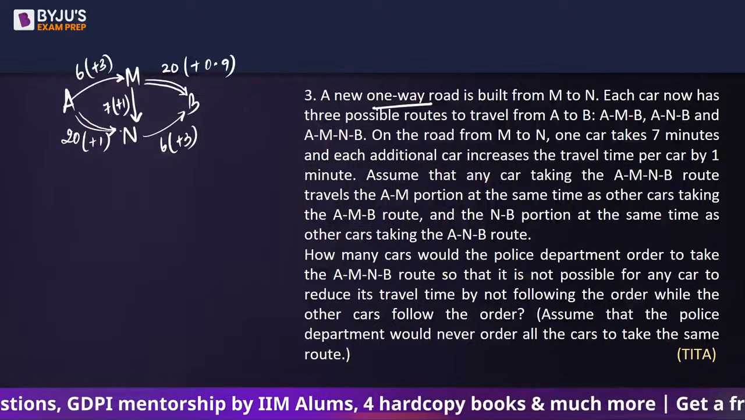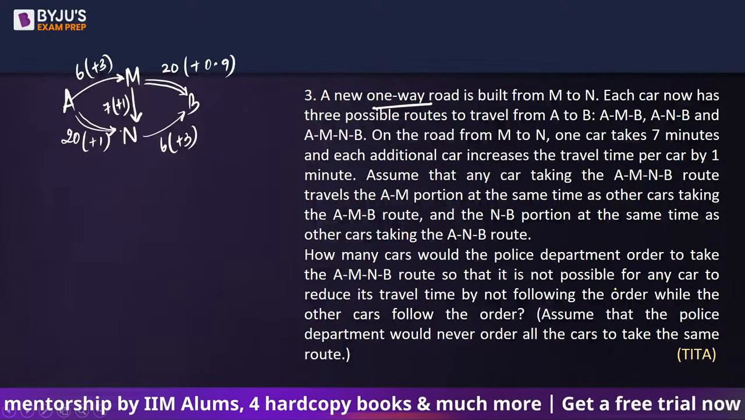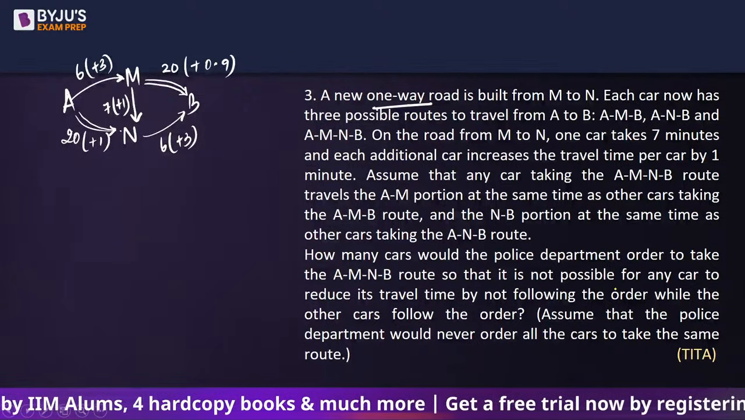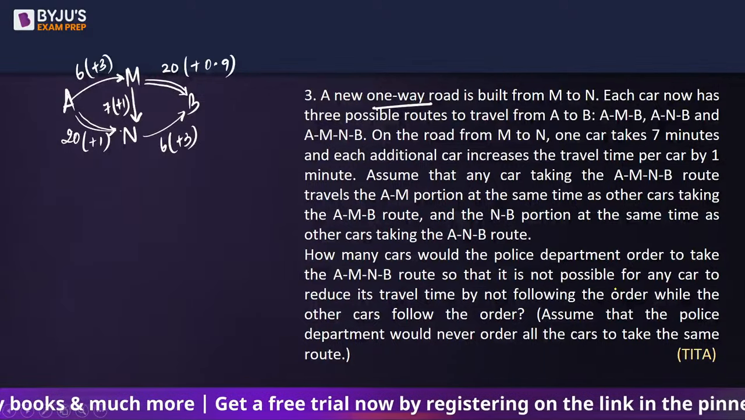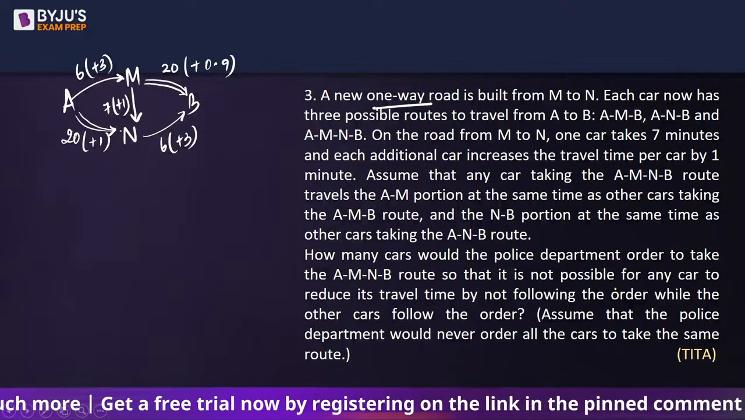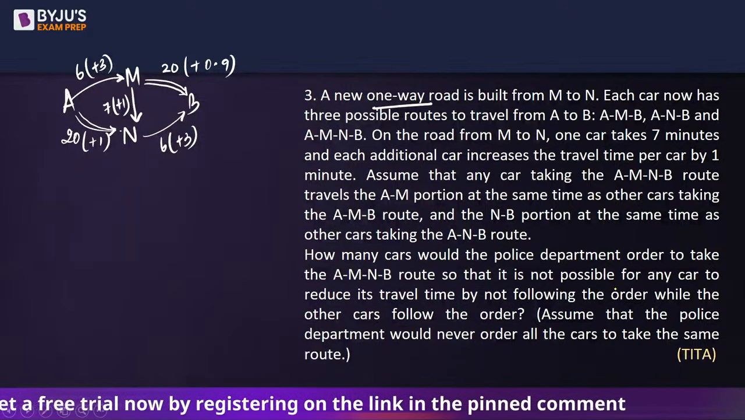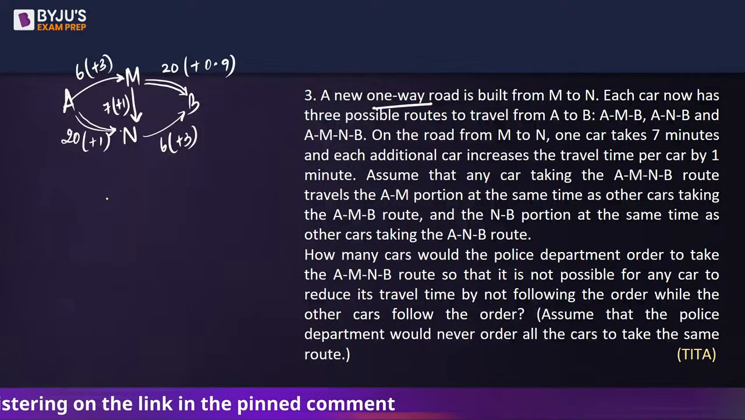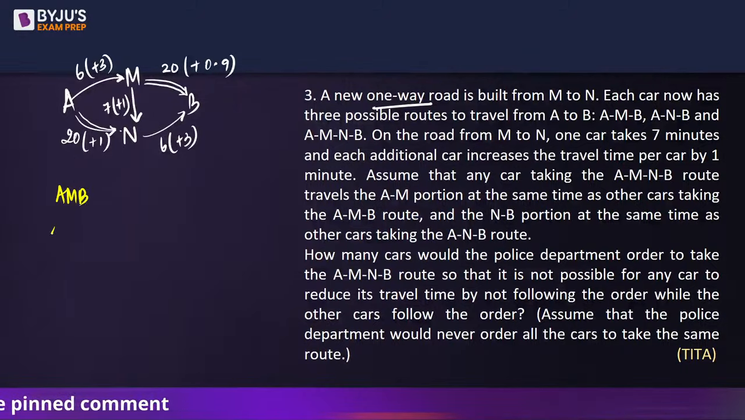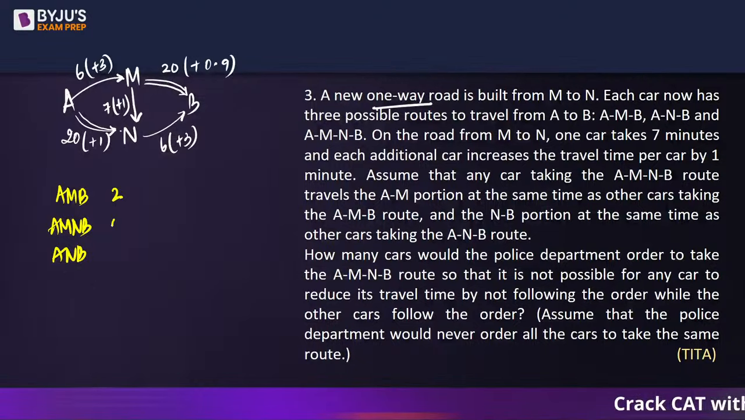Now the question is, how many cars would the police department order to take the AM and B route so that it is not possible for any car to reduce its travel time by not following the order while the other cars follow the order? Assume that the police department would never order all the cars to take the same route. ठीक है, सब same direction पे नहीं जाएंगे. So the first case is AMB route, AMNB route and ANB route में if I say 2 cars, 0 cars and 2 cars, तो कितना time देंगे?